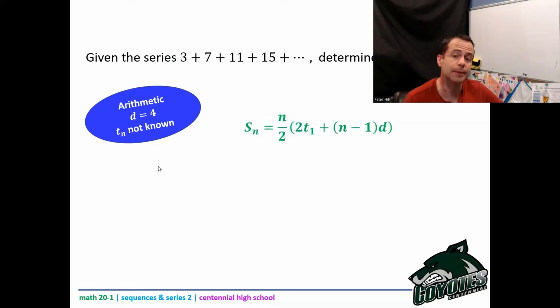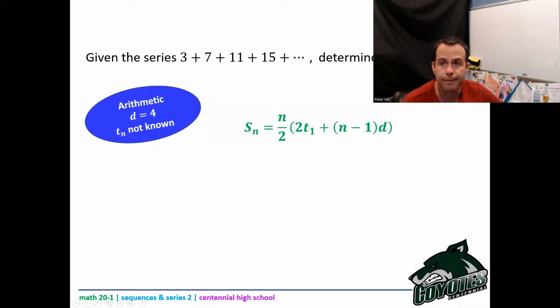Okay, so that takes me to this formula. S of n is n over 2 times 2 t1 plus n minus 1 times d. Okay, so again, I'm just going to take stock of what I know.